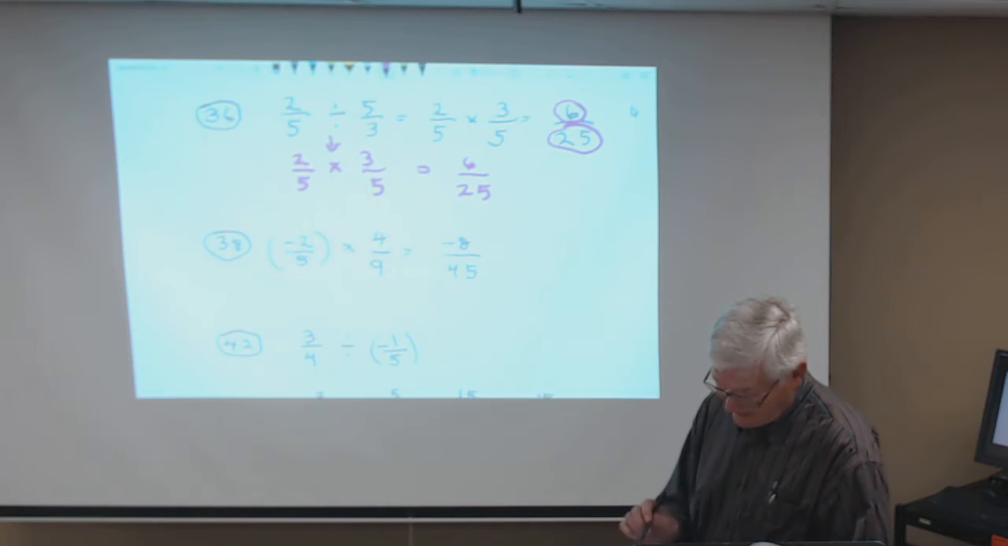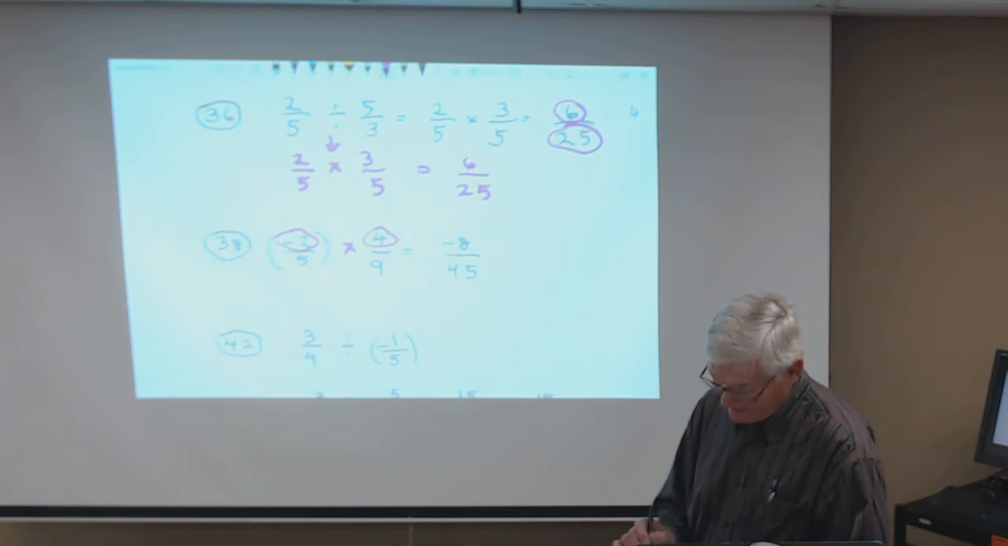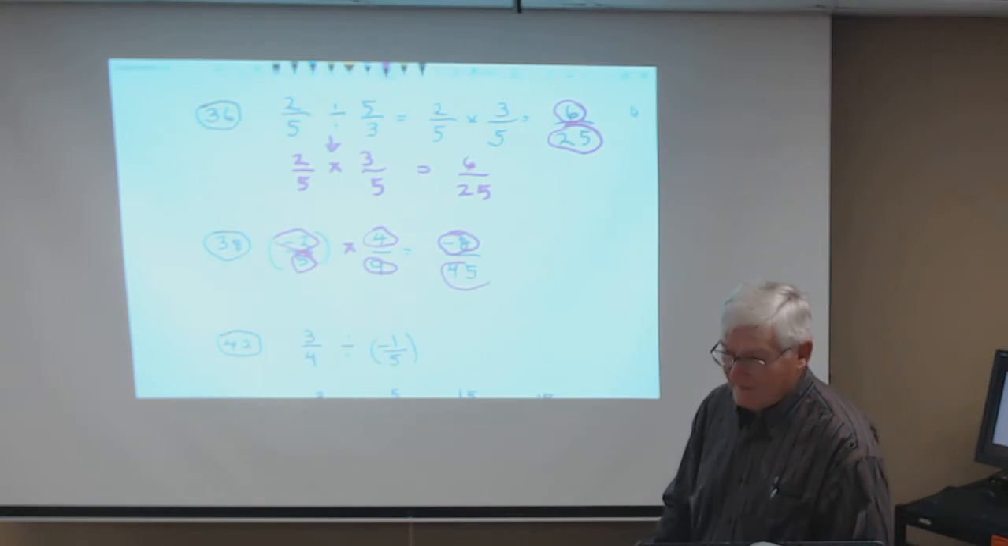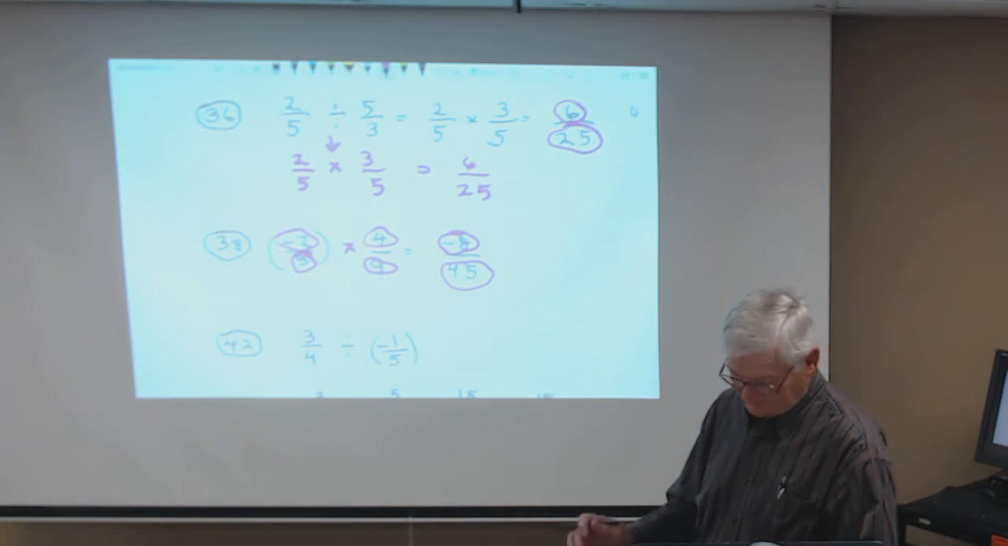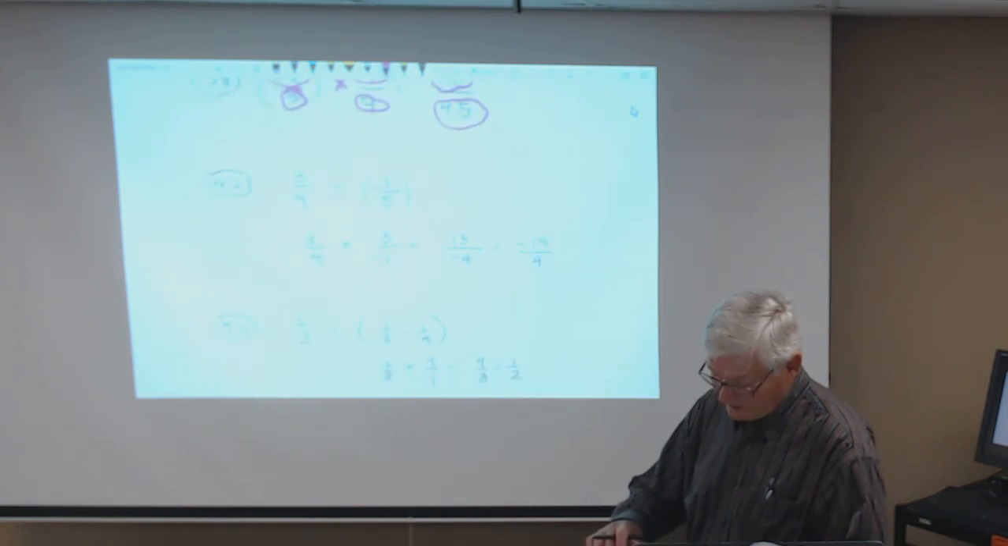All right, number 38. It's a multiplication problem, so we take -2 times +4, and we get -8. Then we take 5 times 9, and we get 45. Everybody follow the process? Then let's do number 42.